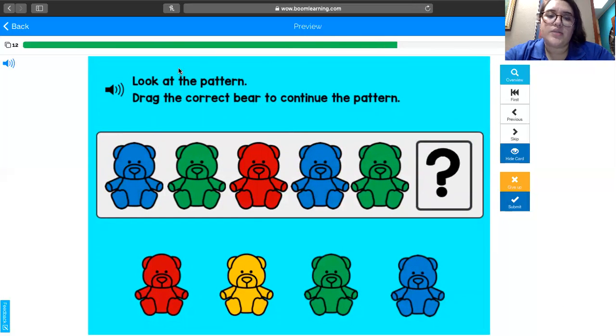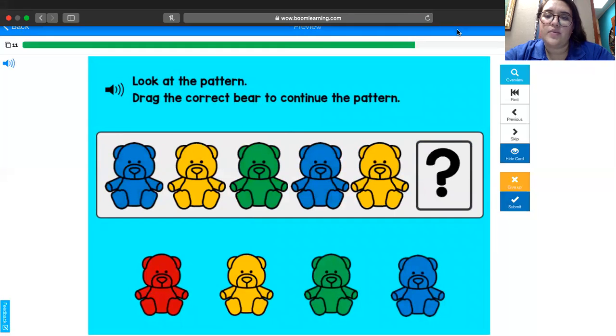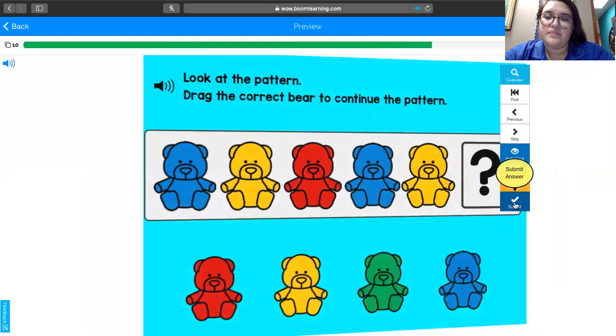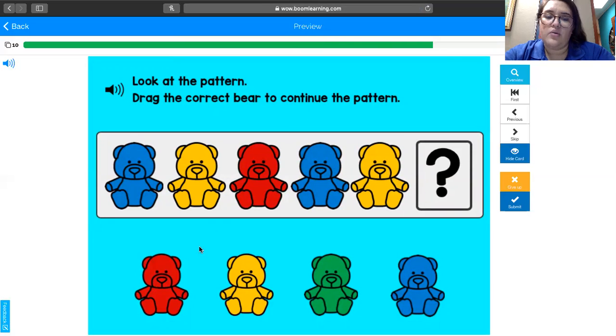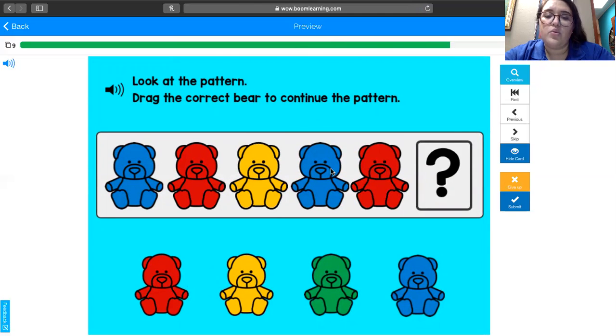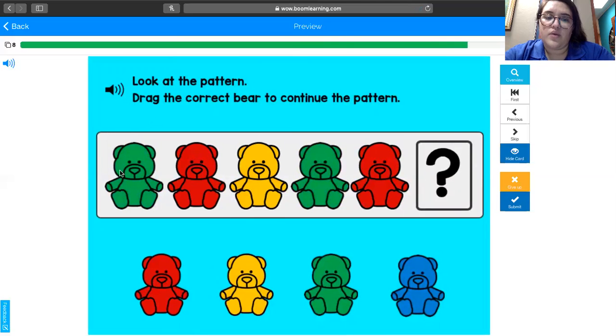Okay, last one, we're going to do this last one. Blue, green, red. Blue, green, red. A, B, C pattern. Let's finish this one. Blue, yellow, green. Blue, yellow, green. Blue, yellow, red. Blue, yellow, red. ABC pattern. Blue, red, yellow, blue, red, yellow. Red, green, yellow, red, green, yellow. ABC pattern. Okay, I'm going to stop right here.